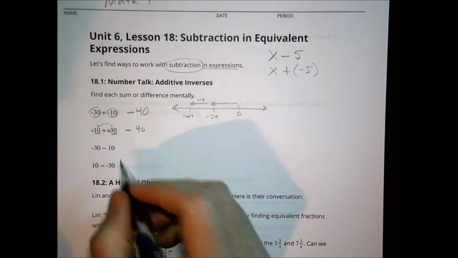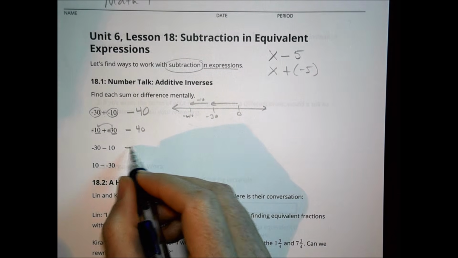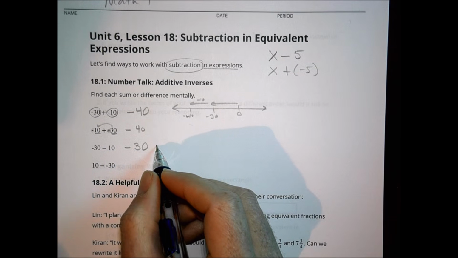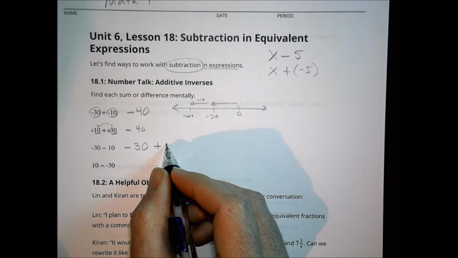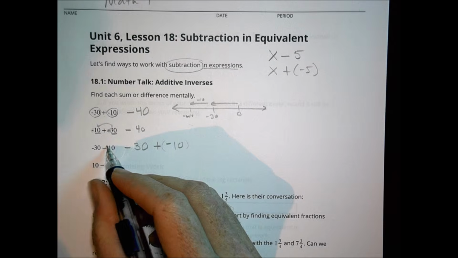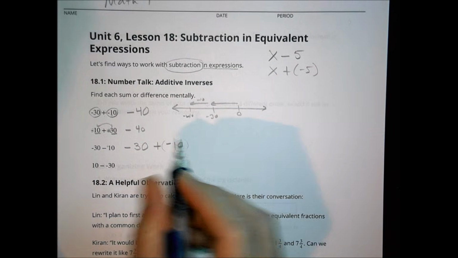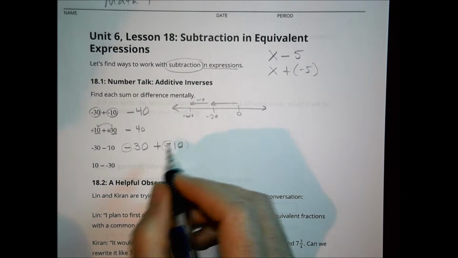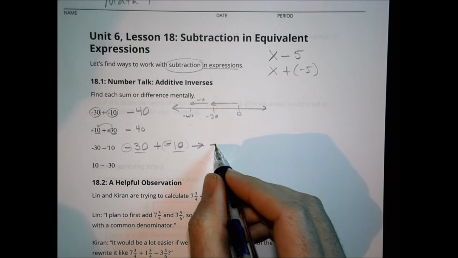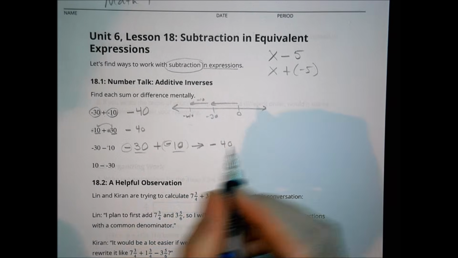For this one though, I do have a subtraction problem, so I could rewrite this as adding the opposite. So negative 30 becomes negative 30 plus a negative 10. The opposite of a positive 10, because it's positive there, becomes a negative. Now the signs are the same, so I find the sum and keep the sign the same, and I end up with negative 40 again.